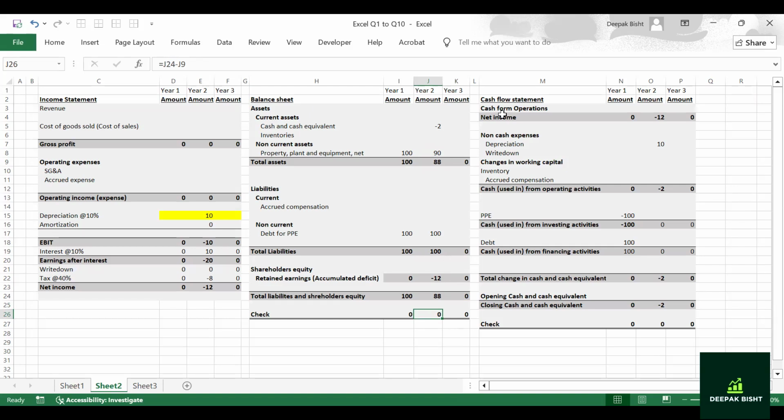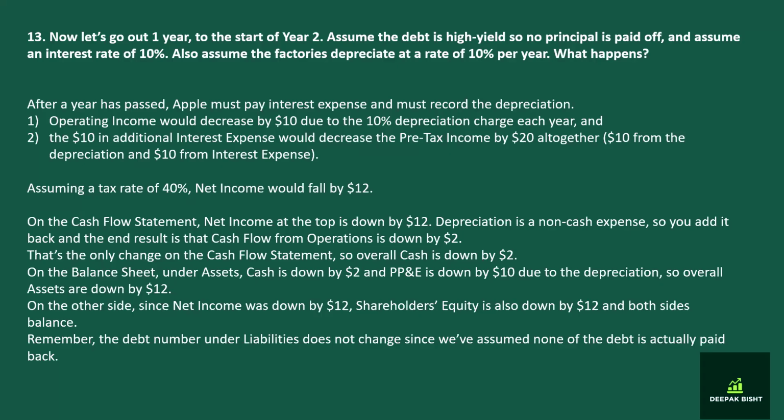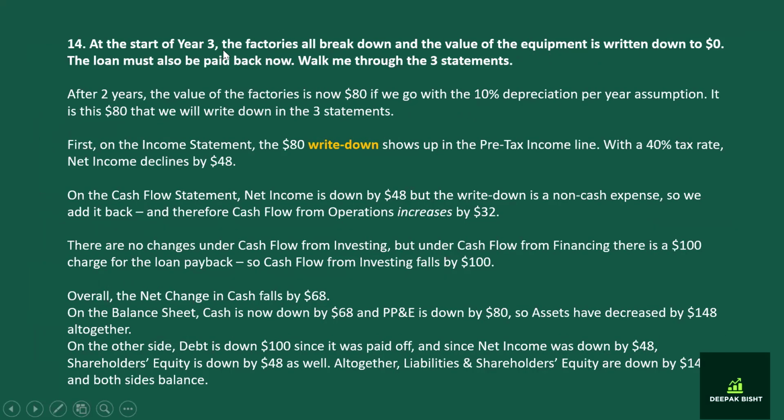Now the third question, which is a little more tricky. So just pay attention. After the third question, the other questions are relatively easy. Question number 14: at the start of year three, all the factories broke down. The value of PP&E is now zero, and it will be written down to zero. The loan must be paid back now. Walk me through the three statements.